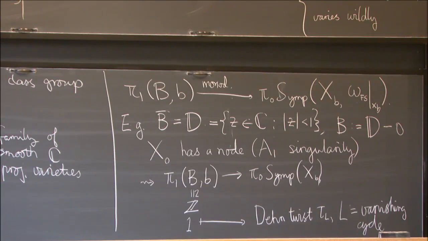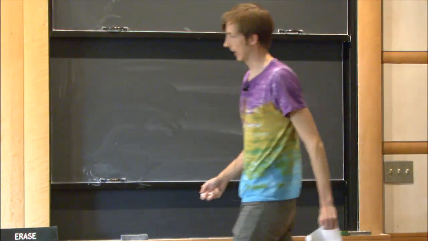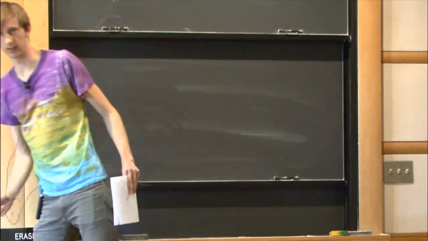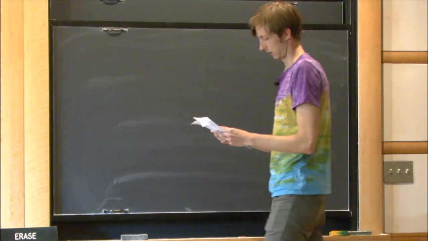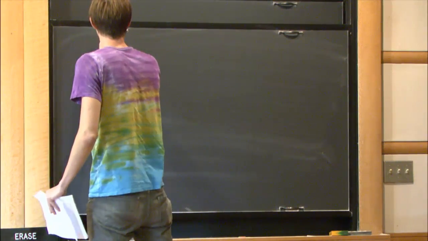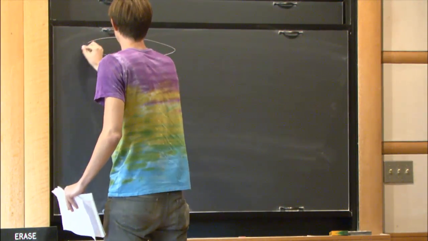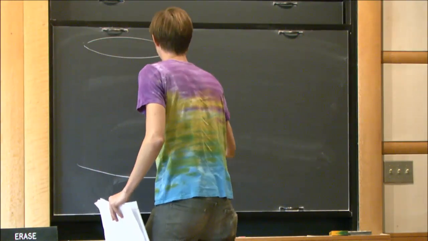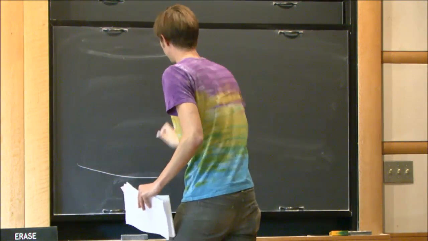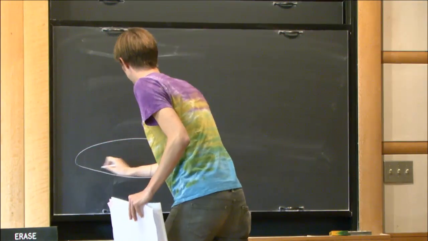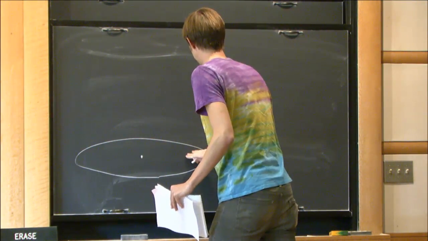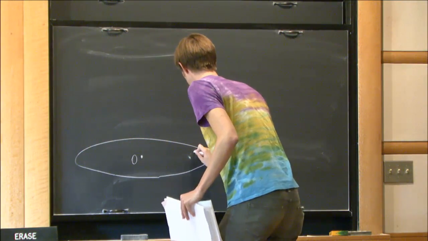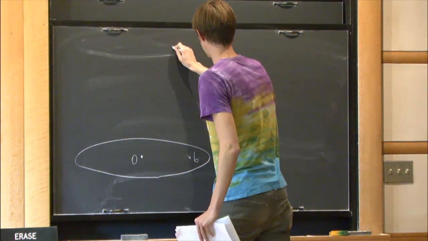And this map sends the generator of the fundamental group to the Dehn twist in the vanishing cycle associated to this singularity. So what does this look like? Well, there's a picture in the one case of one-dimensional fibers, which is enlightening.